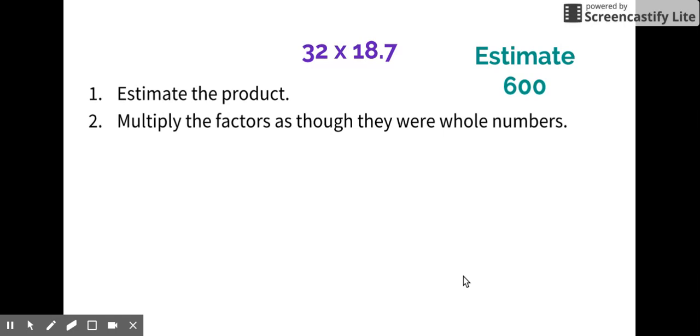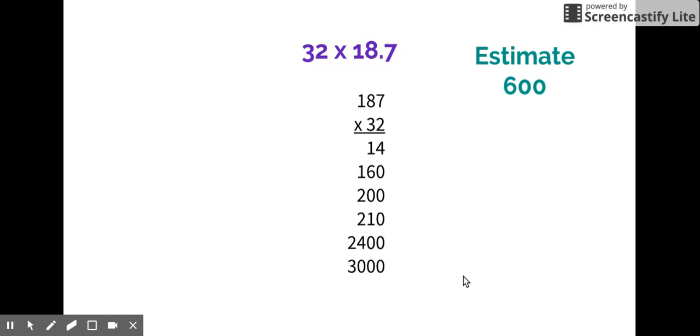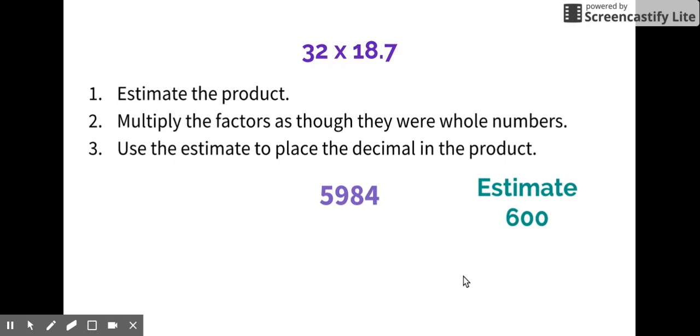Now for the second step, we are going to multiply the factors as though they were whole numbers. So we're going to do 187 times 32. Okay, we're going to do out all of the partial products. We get this long list of partial products, and then we're going to add them all together, and we get 5,984.